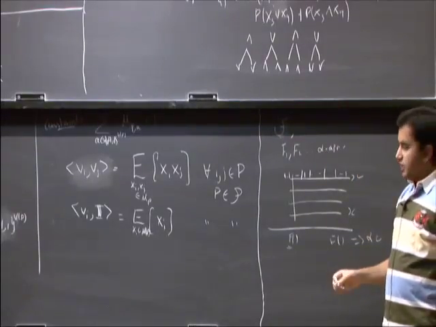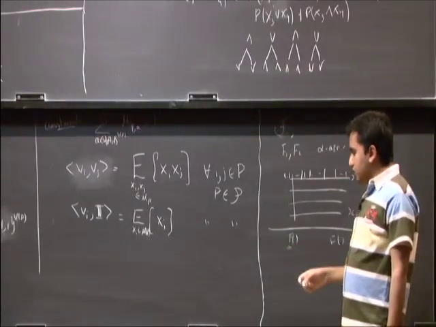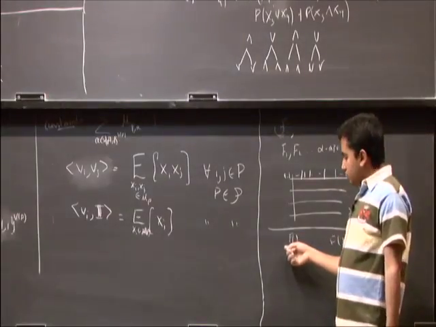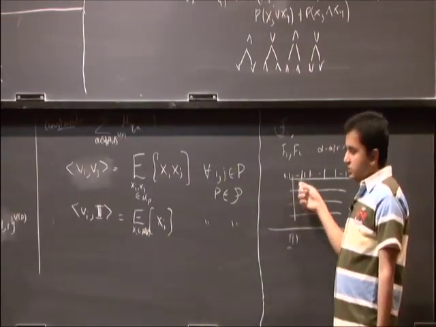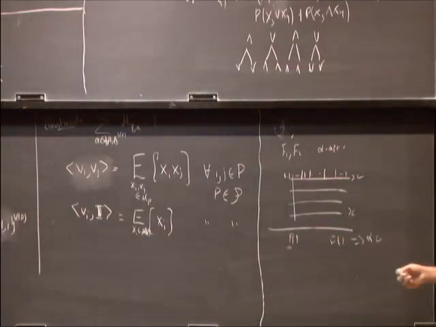So we are going to use the fact that a low influence polynomial, which is also low degree, cannot distinguish between two distributions which have the same first two moments. This is a very important theorem. It's called the invariance principle, and you can think of it as a generalization of the central limit theorem.